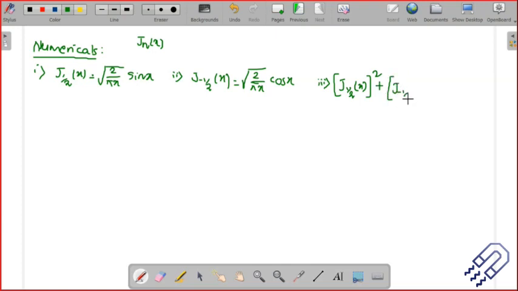So if I take this, this should be 2 by pi x. So I don't think it's very difficult to understand the third one. If the first one is a sine term, the second one is a cos term, you take the square and add them up, sine squared and cos squared will add up to one. You just get 2 by pi x. Okay, that's it. So let's just try proving the first one. Okay, and the other ones will follow easily.